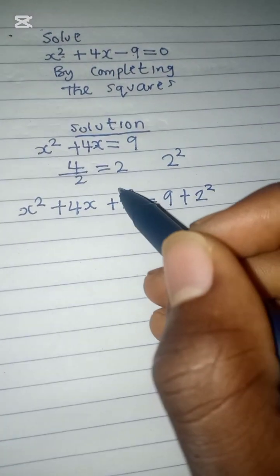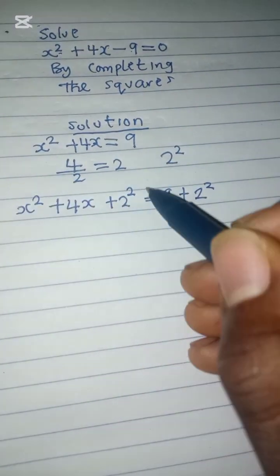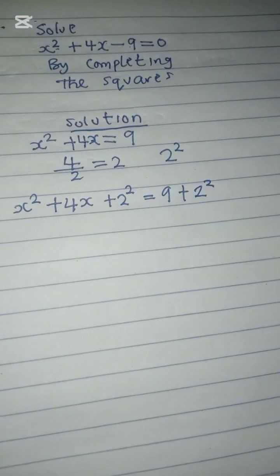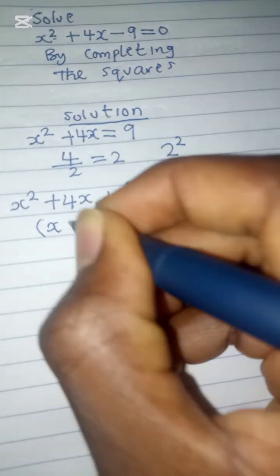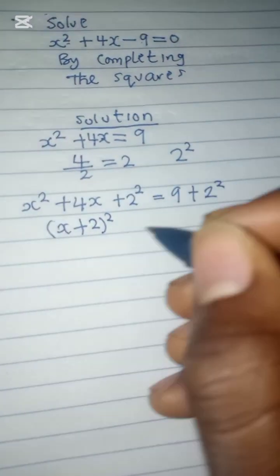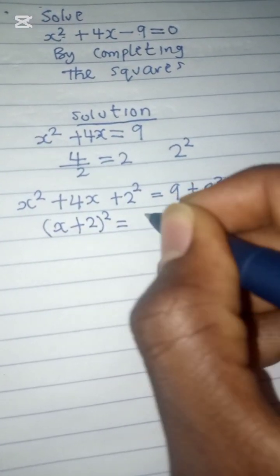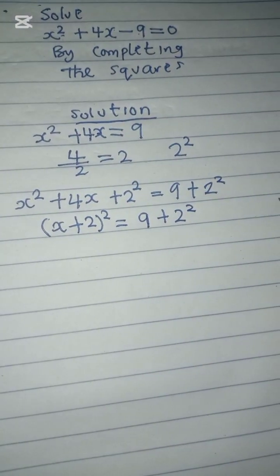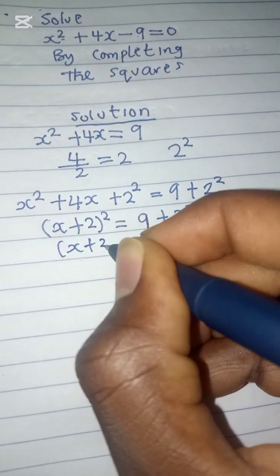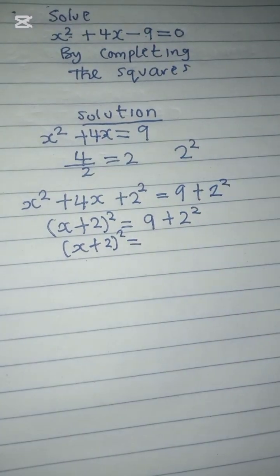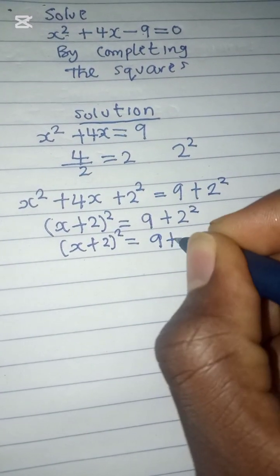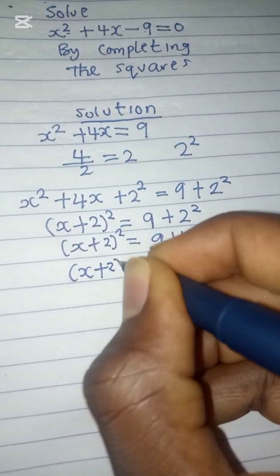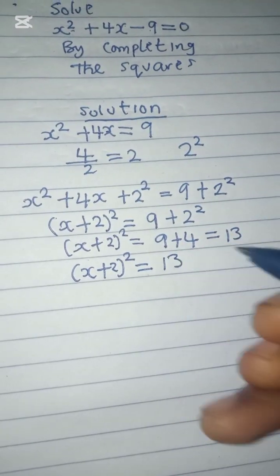So what we have on the left hand side is factorizable, and when we factorize it, we have x plus 2 times x plus 2, which makes it x plus 2 all squared. So we have x plus 2 all squared is equal to 9 plus 2 squared. 9 plus 2 squared is what? 9 plus 4, which is equal to 13. So we have x plus 2 all squared is equal to 13.